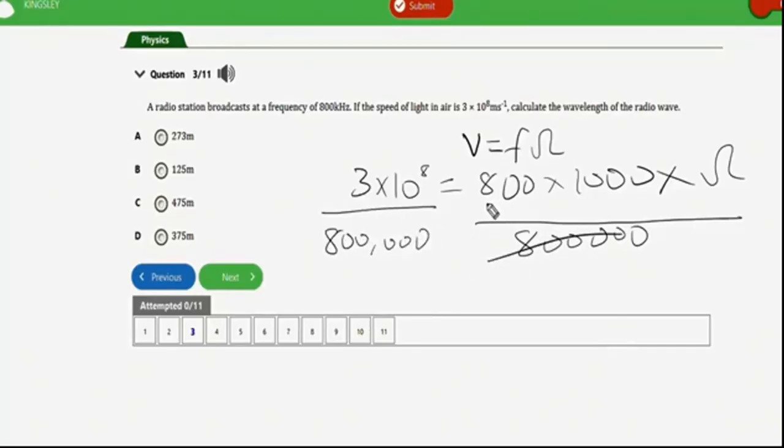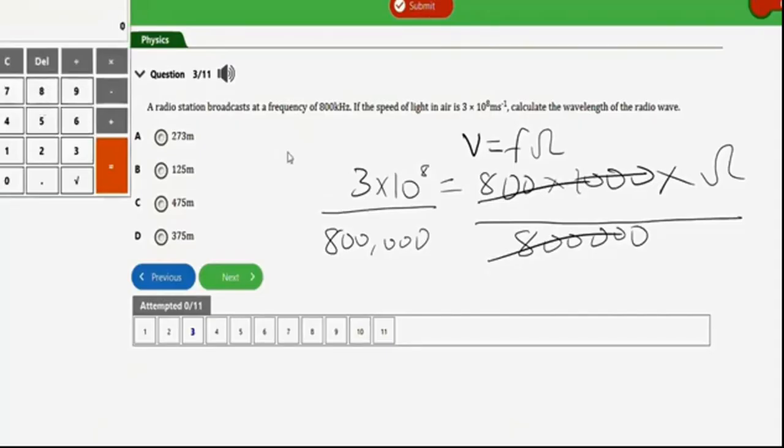So this will cancel this. So we are left with, let's punch this on the calculator we have here. So this is 3 times 10 to the power 8, basically will give us 300 million. So we will do 300 million, okay, divided by 800,000. Yeah, so that's what we have there. So the output is what? 375 meters. That's the wavelength. Option D, the right option to this question.